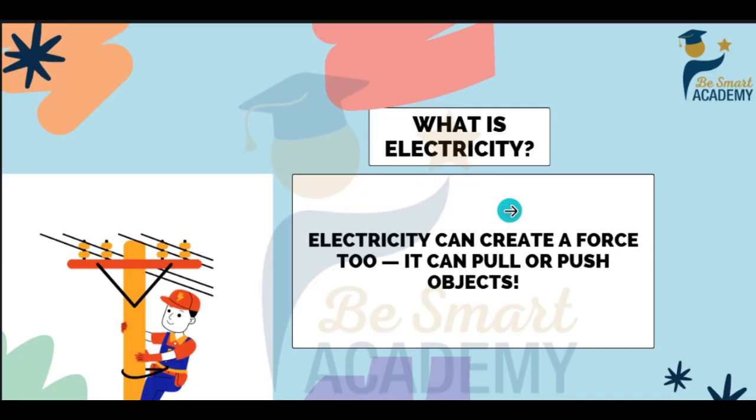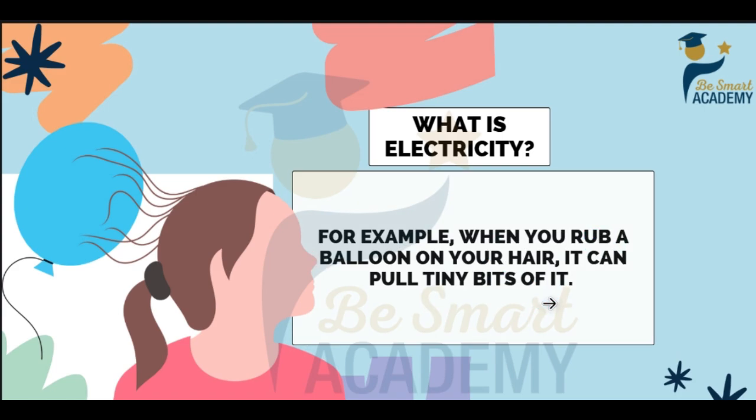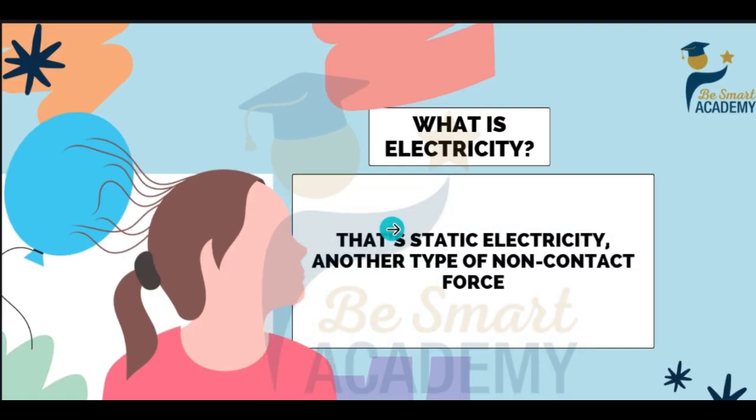Now let's talk a little bit about electricity. What is electricity? Electricity can create a force too. It can pull or push objects. For example, we can make a tiny, simple example here. When you rub a balloon on your hair, it can pull tiny bits of it. That's static electricity, another type of non-contact force.